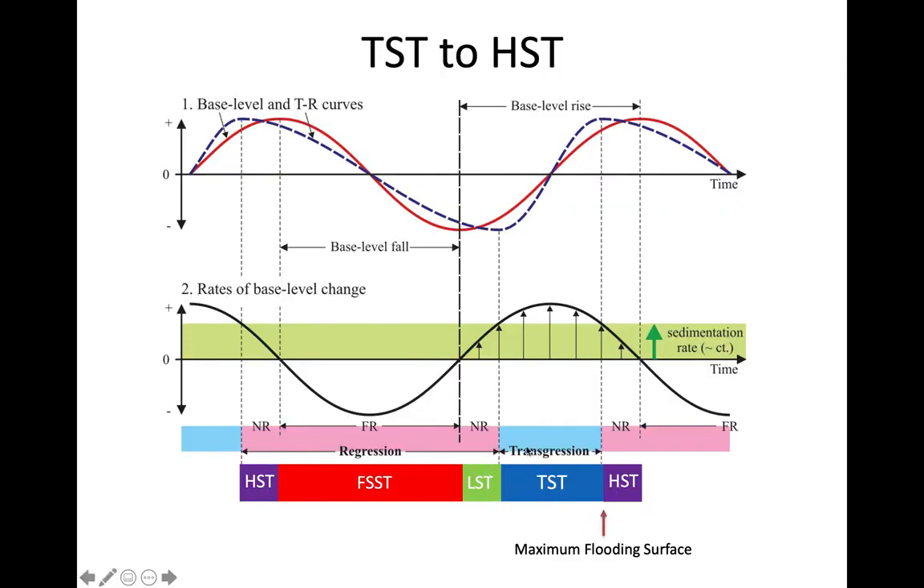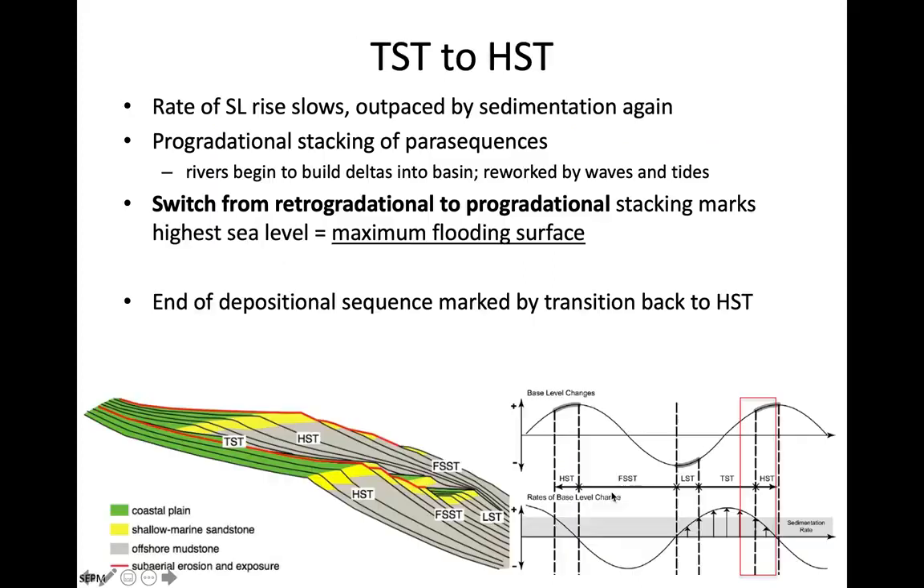We are in a mark of transgression. The maximum flooding surface is the parasequence boundary between the TST and HST. So sea level rise is going to start to slow at this point. You see how it's starting to slow, and then it's going to even out. This point right in here is our MFS, the maximum flooding surface.